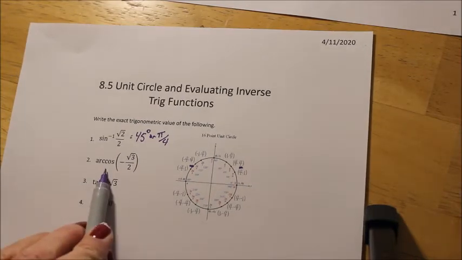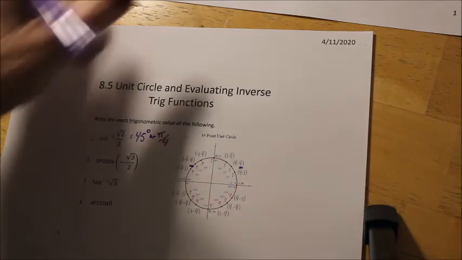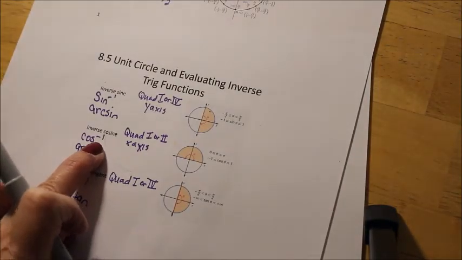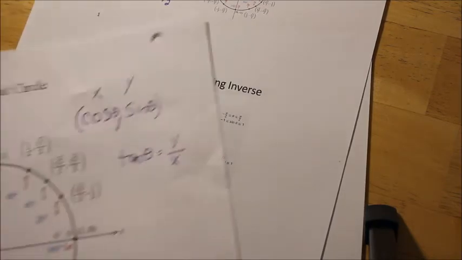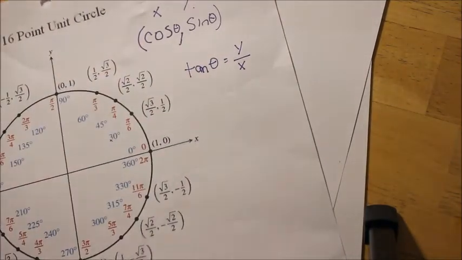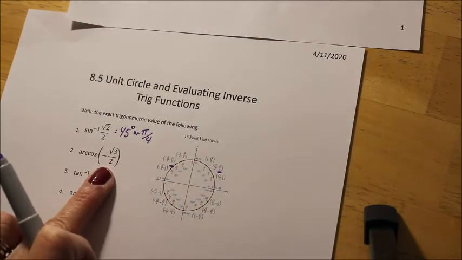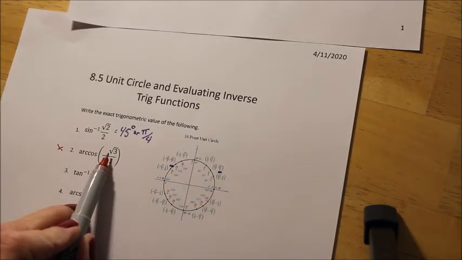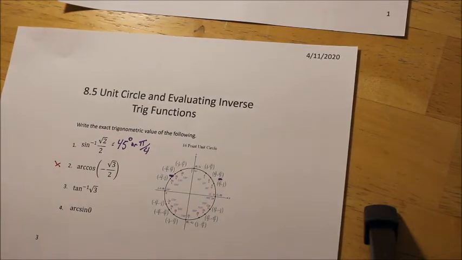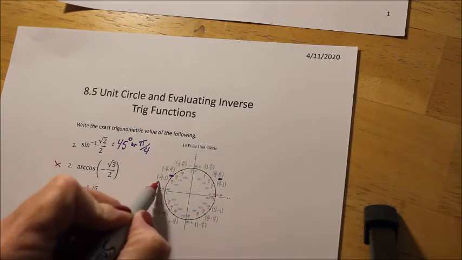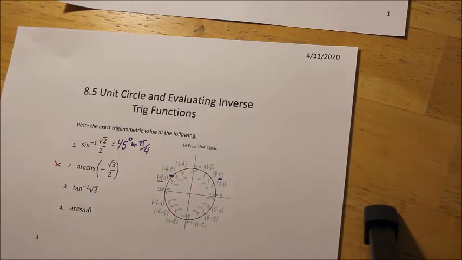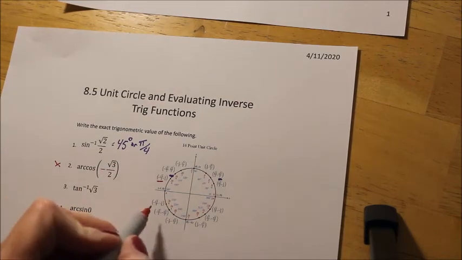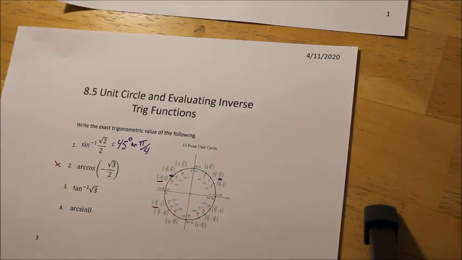Now, arc cosine of negative square root of 3 over 2. Remember, arc cosine is the same thing as cosine inverse. And remember, cosine is the same thing as x, right? So I want the arc cosine of negative square root of 3 over 2. Let me change colors here. This one we'll do in red. So I'm going to find all the negative square root of 3 over 2's. There's one right here, and then we have another one down here.